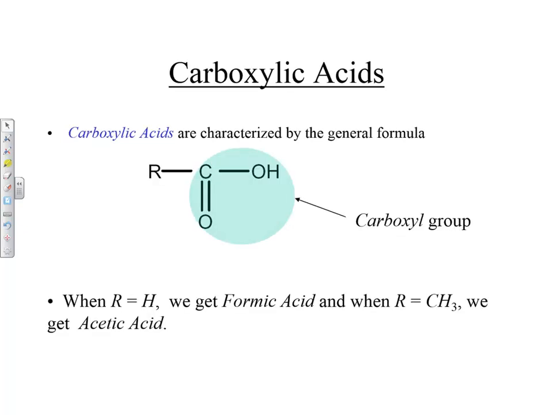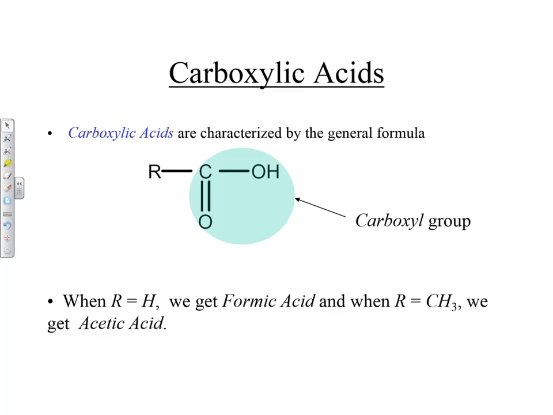So the next group that we are interested in are called carboxylic acids. Carboxylic acids are characterized by the general formula R, where R is any organic group, and this is the carboxyl group: C double bonded with O, OH. Some people write COOH. That is the group that characterizes the organic acid, okay?